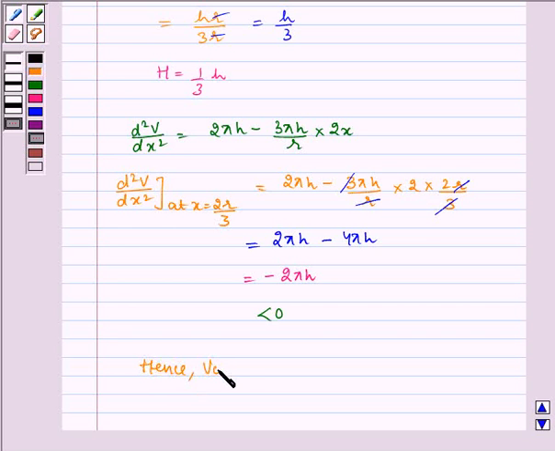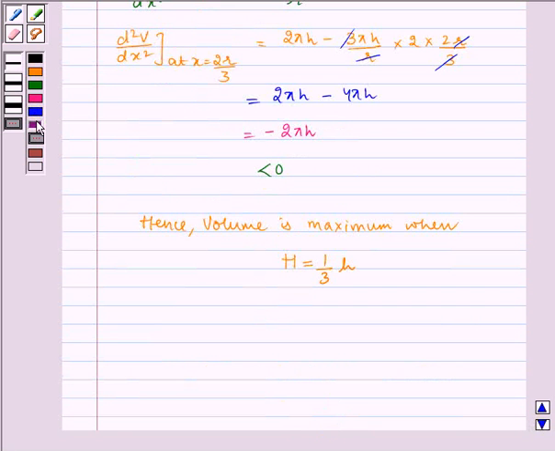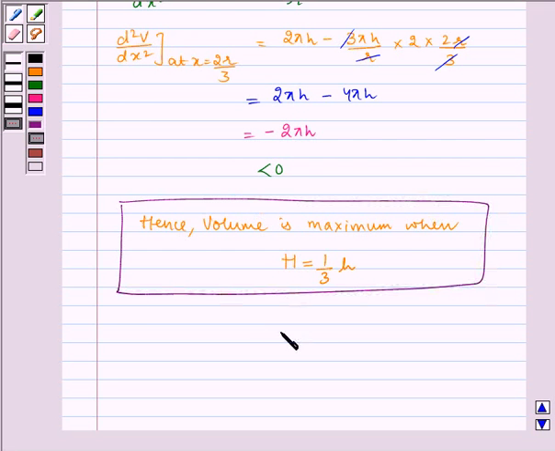Hence, volume is maximum when the height of the cylinder, that is capital H, is equal to 1 by 3 h. Hence proved.